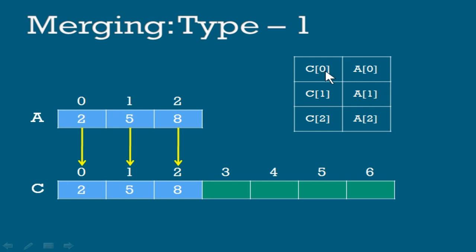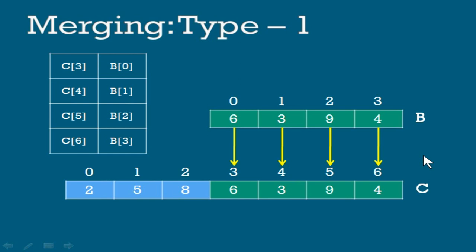So C of 0 will have the element of A of 0, C of 1 will have A of 1, and C of 2 will have A of 2. So you can directly write C equal to A. In a loop you can write C of I equal to A of I, which will automatically store the values of the A array into the C array.